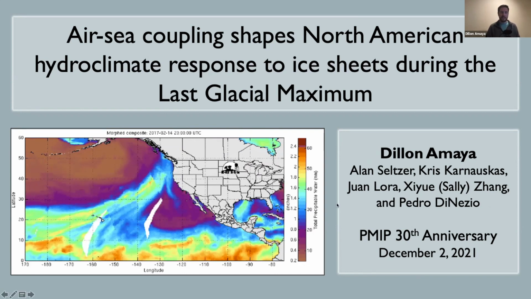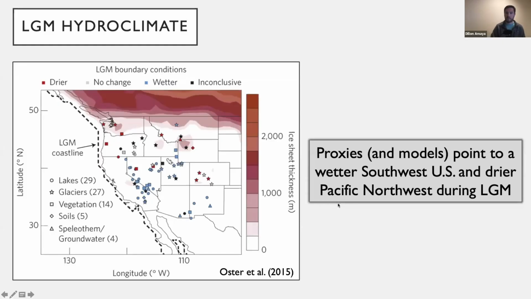But I think we all know that during the LGM, the Southwest US was much drier than it is today, and the Pacific Northwest was much, I'm sorry, reverse. The American Southwest was much wetter than it is today, and the Pacific Northwest was much drier than it is today. And proxy reconstructions show that pretty definitively. Model simulations show that pretty definitively. And the question for as long as we've had these reconstructions is why?